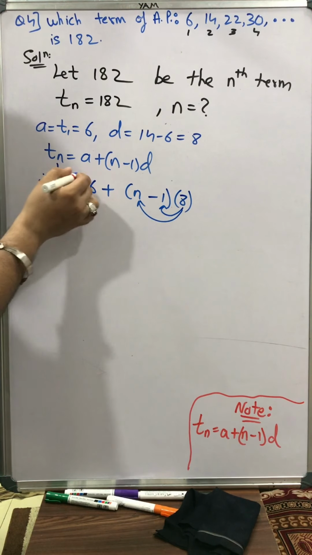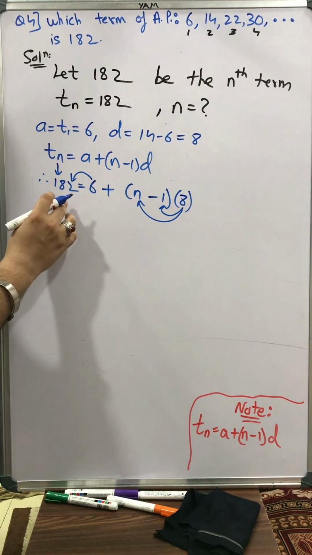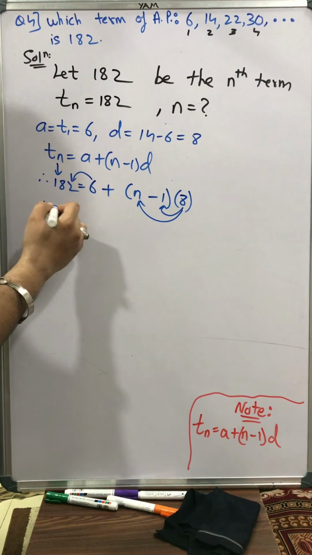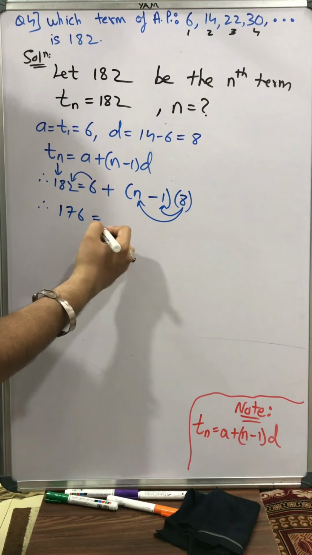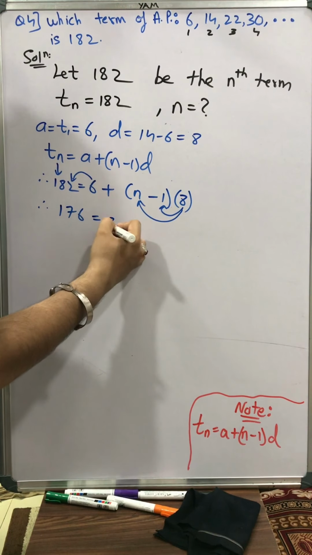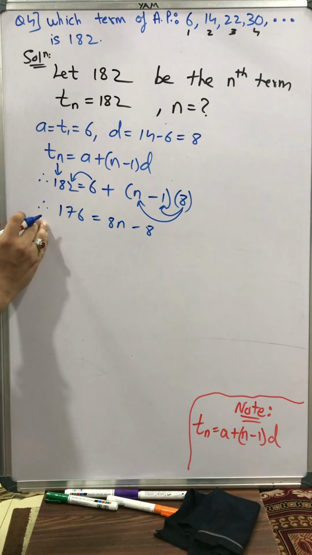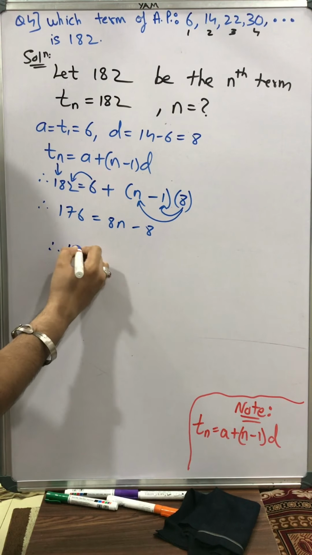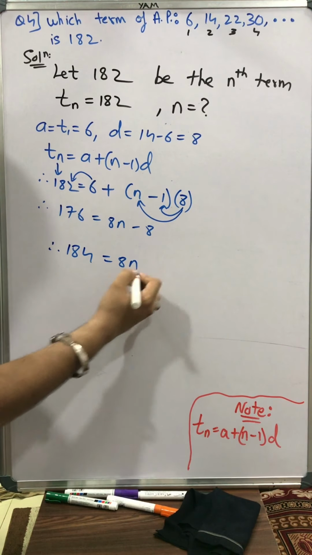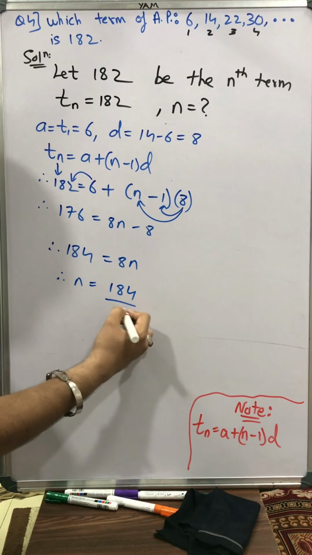By that time I'll bring this 6 to the left hand side, so this will become minus 6. Therefore it will be 182 minus 6, which is 176, equal to 8n minus 8. Minus 8 comes to this side, so it becomes plus 8. So 176 plus 8 becomes 184 is equal to 8n. Therefore n is equal to 184 upon 8.